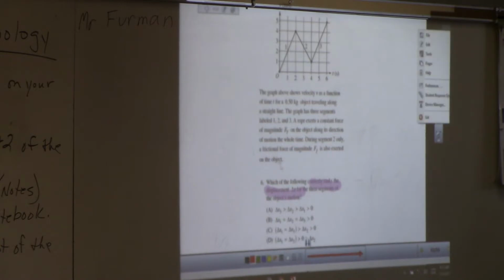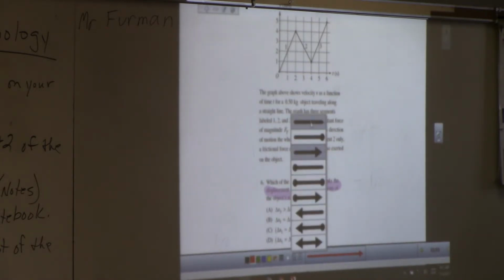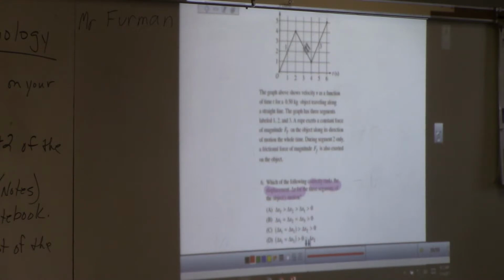So what we're looking at is segment 1, segment 2, and segment 3. During which segment, or which one had the greatest displacement, which had the least displacement, and which one was in the middle. So how do you get displacement from a velocity graph? Look at the area. So in a graph like this, you don't really have to calculate the area. Usually on a problem like this, you can just visually inspect. Draw the three separate areas that you're looking at.